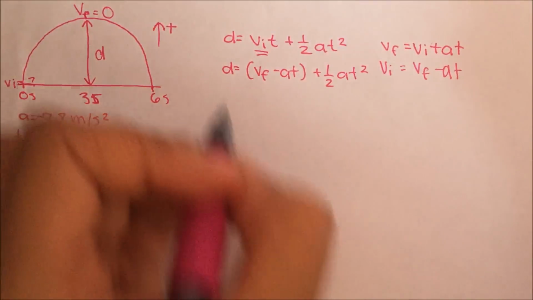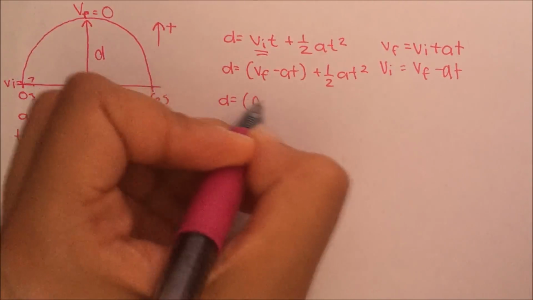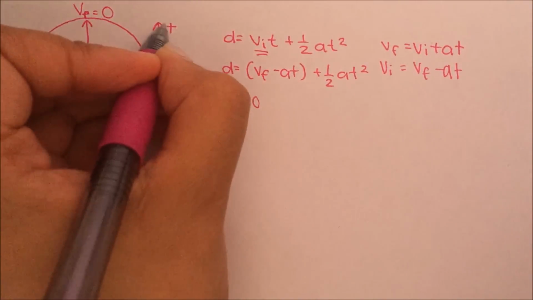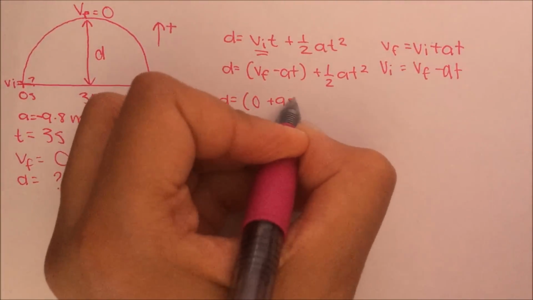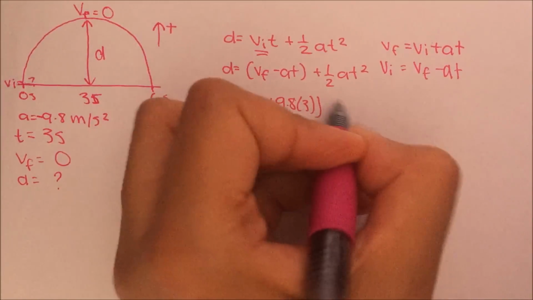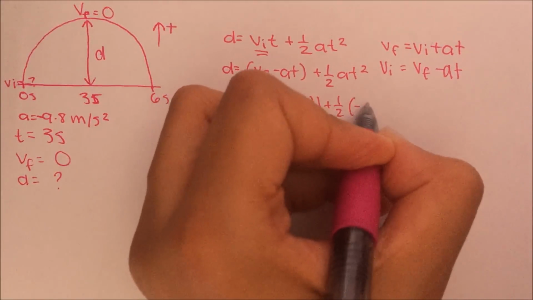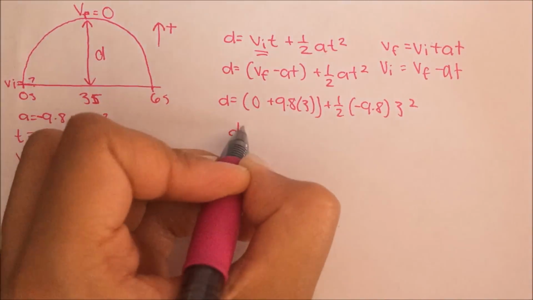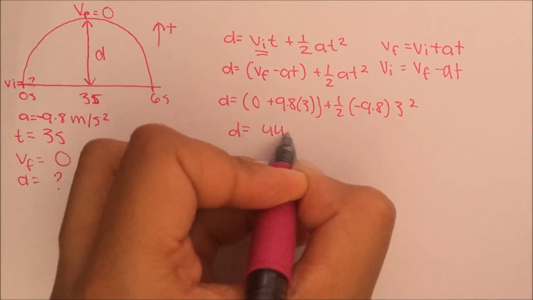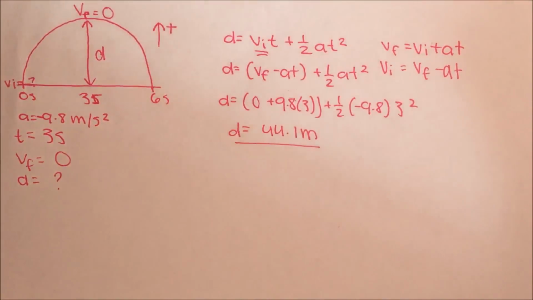And now we're going to just plug in all our variables. Final velocity equals 0. Because acceleration is negative, if we set this up to be a positive direction, so plus 9.8 times 3 plus 1/2 negative 9.8 times 3 squared, and that gives us a distance of 44.1 meters.